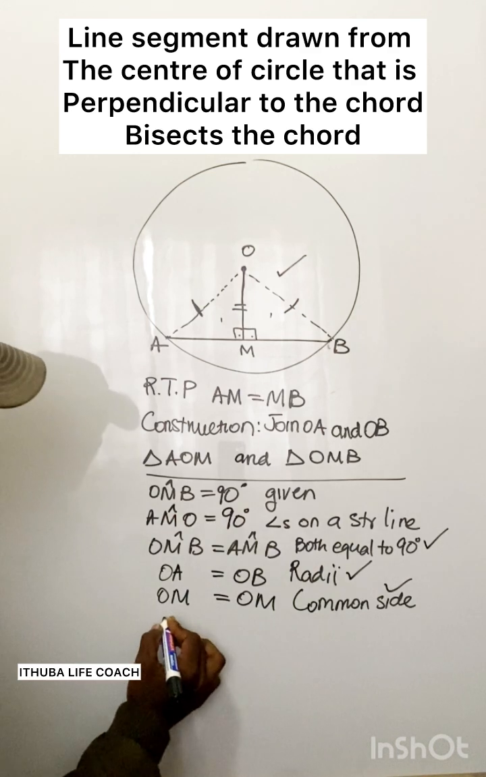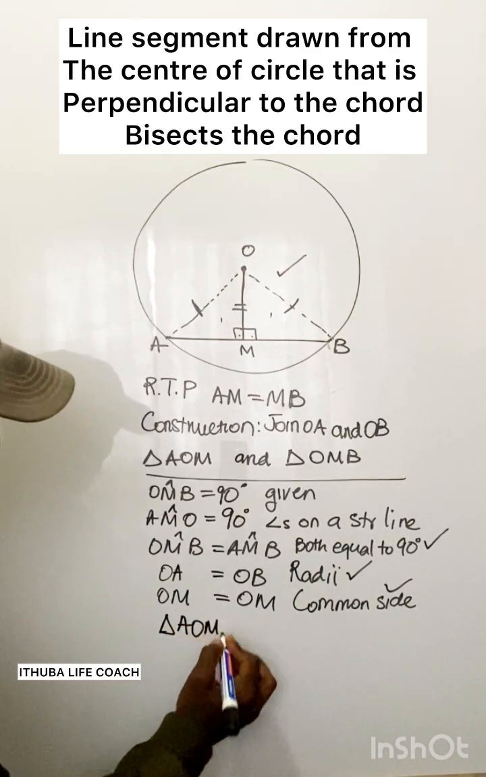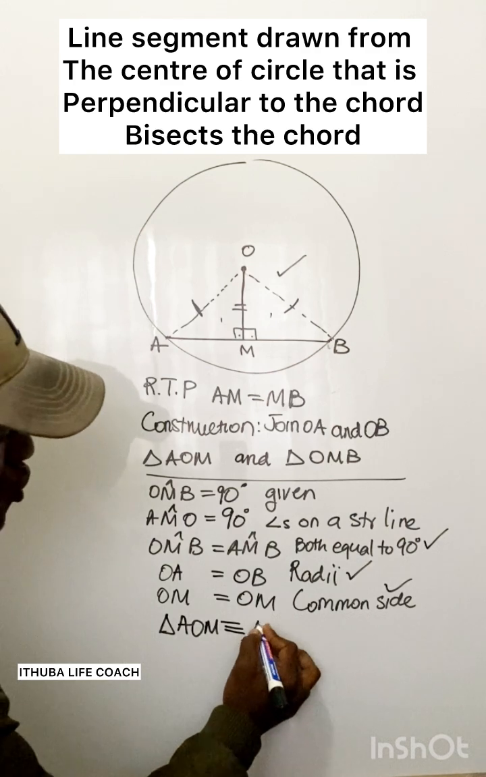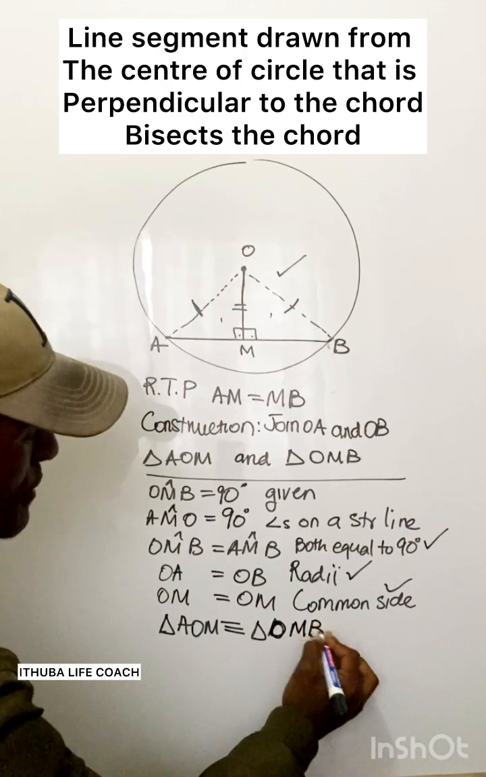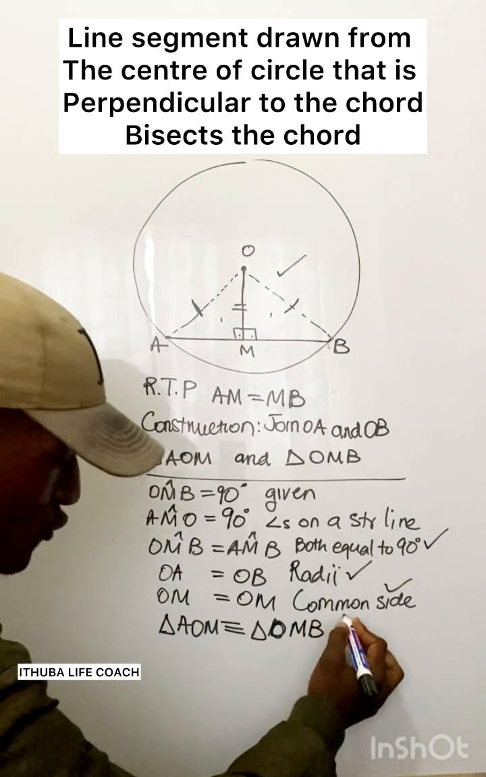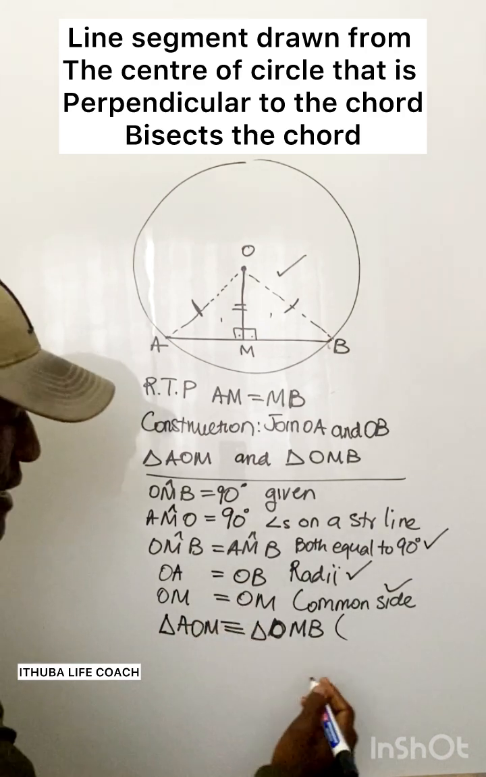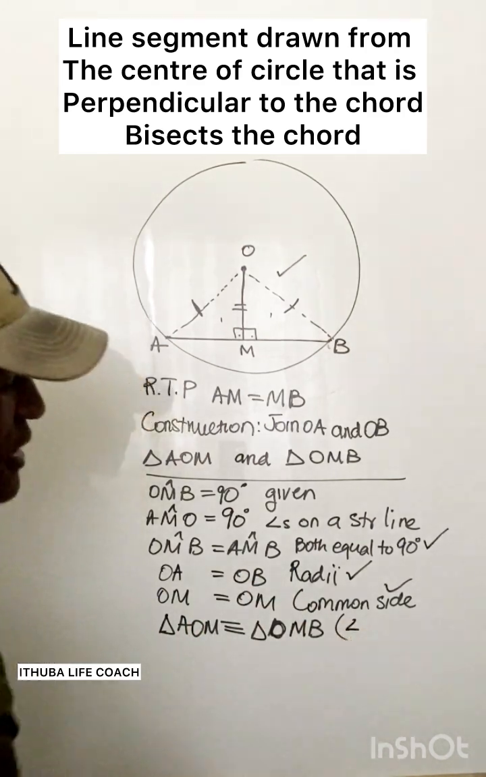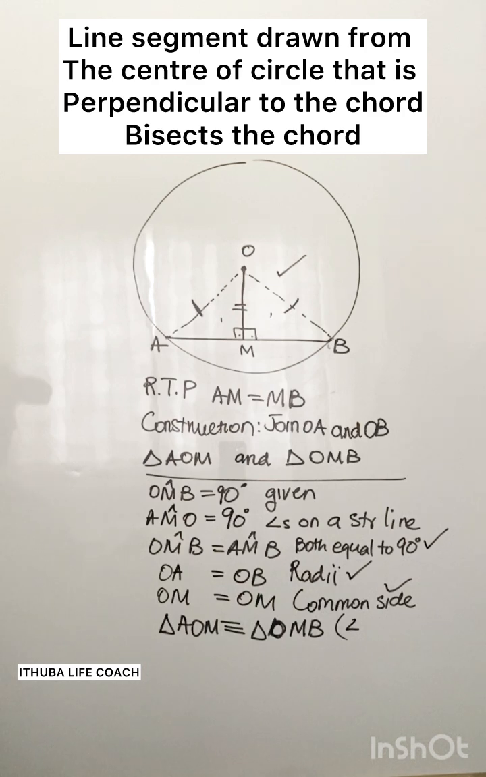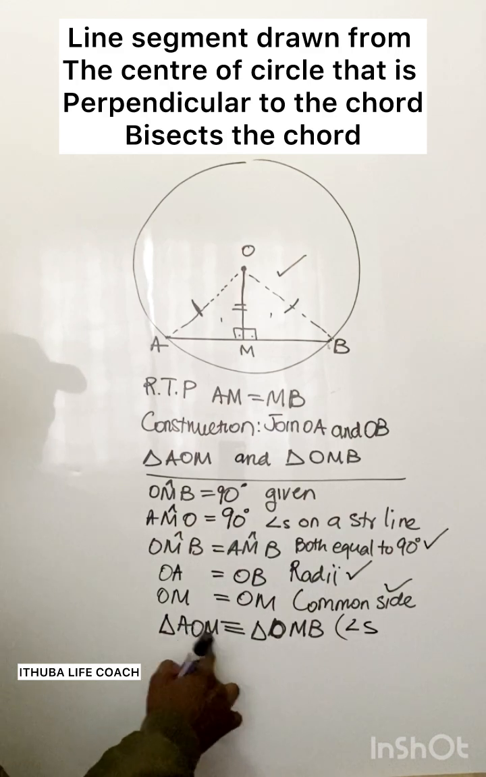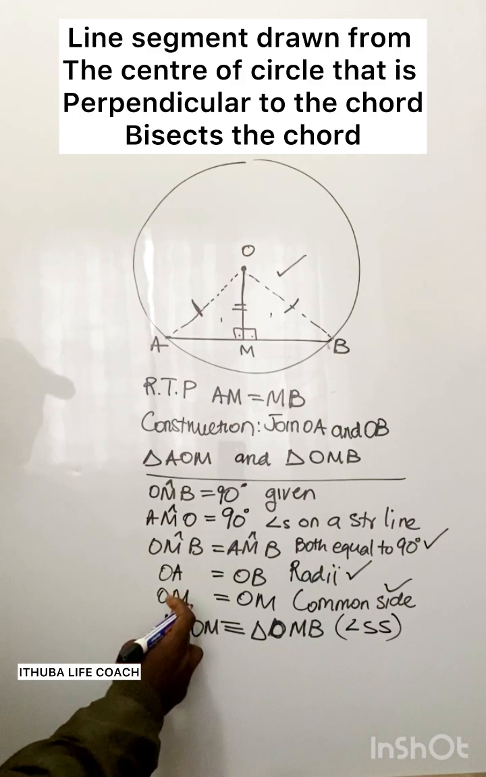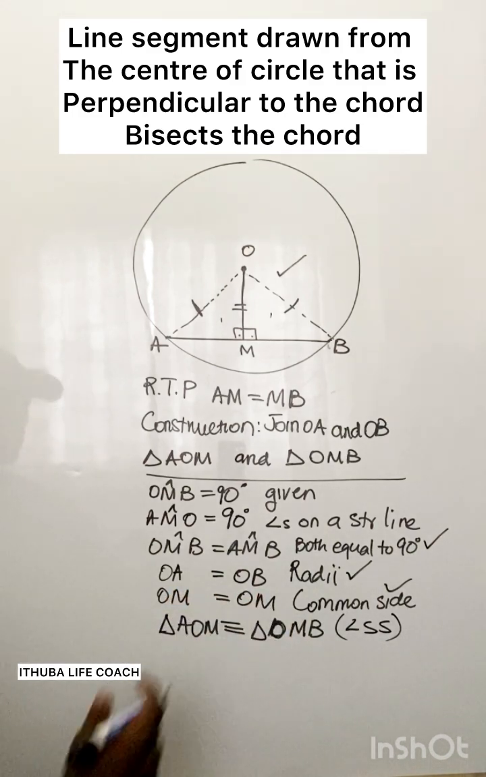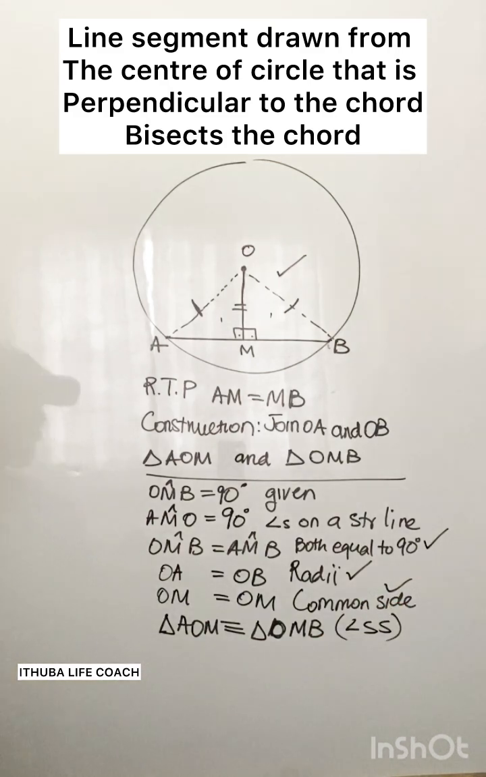We'll end up saying conclusion: triangle AOM is congruent to triangle OMB. What is the reason for us to say this? Remember, we have to have a reason again. The reason is that we have proved that an angle of this triangle and the angle of this triangle are equal. We have proved that one side of this triangle and one side of this triangle is equal, and another side of this triangle and this side are equal. So you have gotten 1 mark for construction, 1 mark for each of your 3 reasons.